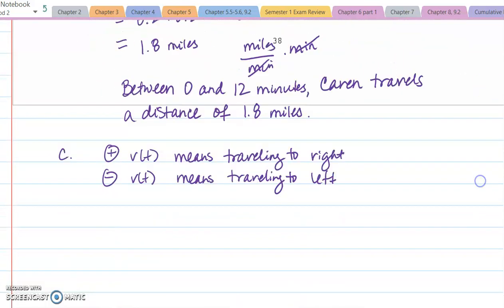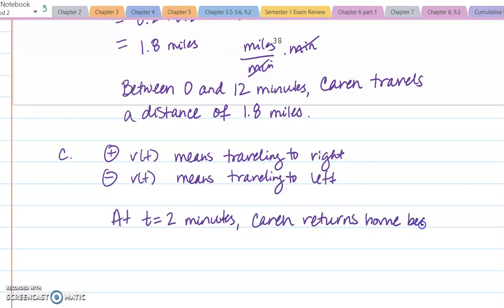So we just need an idea here, and this right here is not something that you need to write. I just wrote it down so that we would understand the context of our idea. But at t equals 2 minutes, Karen returns home because her velocity changes from plus to minus.